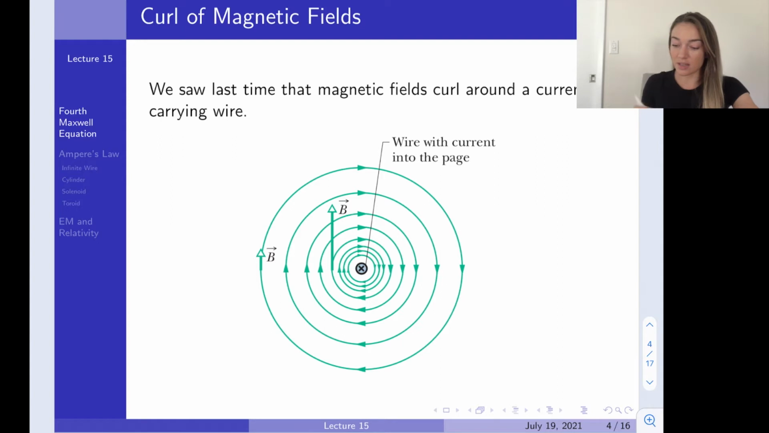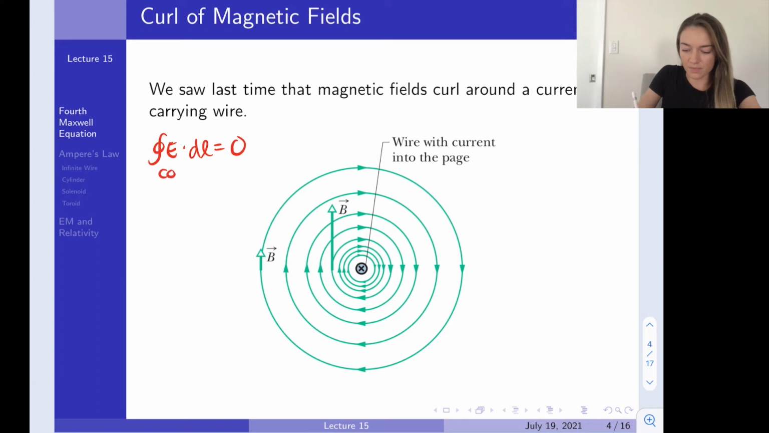So what this is going to imply to us here is that, remember, for electrostatics, we said that the integral of the electric field around any closed path was going to be equal to zero because it was conservative. Right? And we showed in one of our earlier lectures that those imply each other.